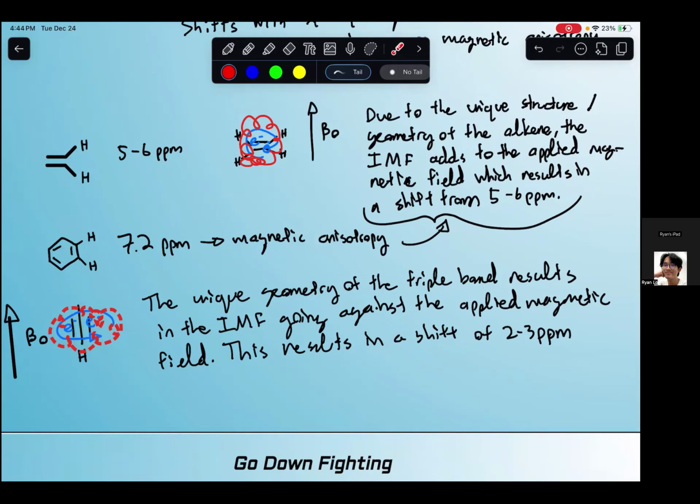In triple bonds, due to their unique geometry as well, they'll line themselves up vertically like this, and the induced magnetic field that they generate actually goes against the applied magnetic field, which ends up in a shift of 2 to 3 ppm.